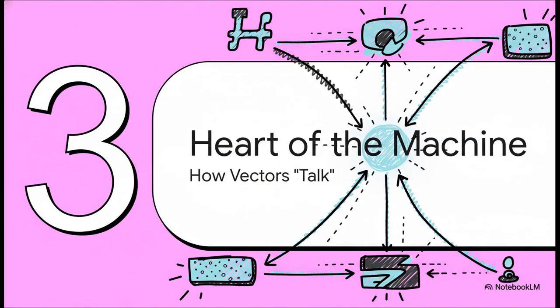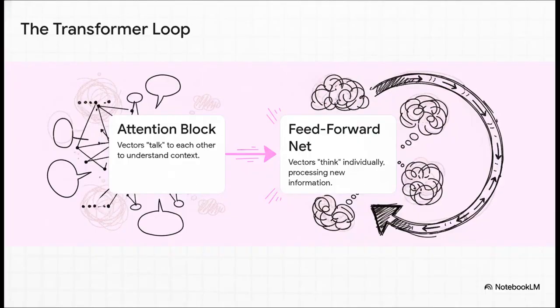Okay, so our words are now vectors, points on a map. We've officially reached the heart of the transformer. This is where those vectors get processed, where they get to soak in the context of the whole sentence around them. This whole process is a really elegant two-step dance, and it just repeats over and over. First, in what's called the attention block, all the word vectors basically talk to each other. They look around and figure out which other words are most important for understanding context.